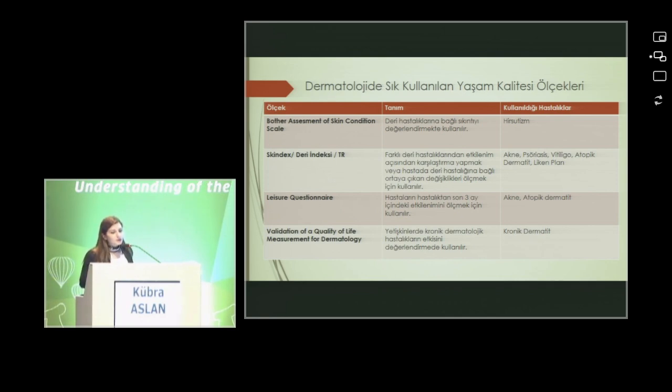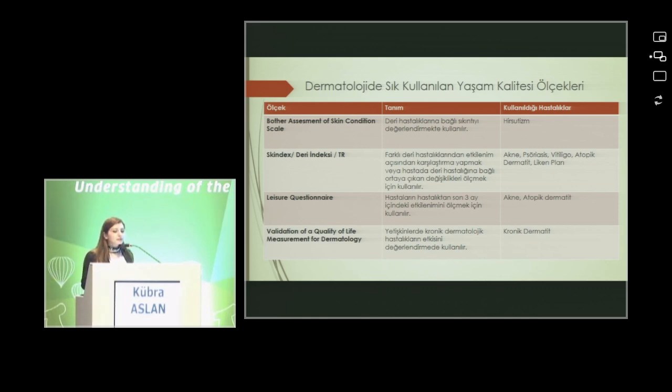This is another scale. It doesn't have a Turkish version. I believe it is important, that's why I added it to my presentation. It is used in order to evaluate the problems because of the dermatological disease. Skindex is a common scale. It has a Turkish version. It might be used for two purposes. These are the purposes.